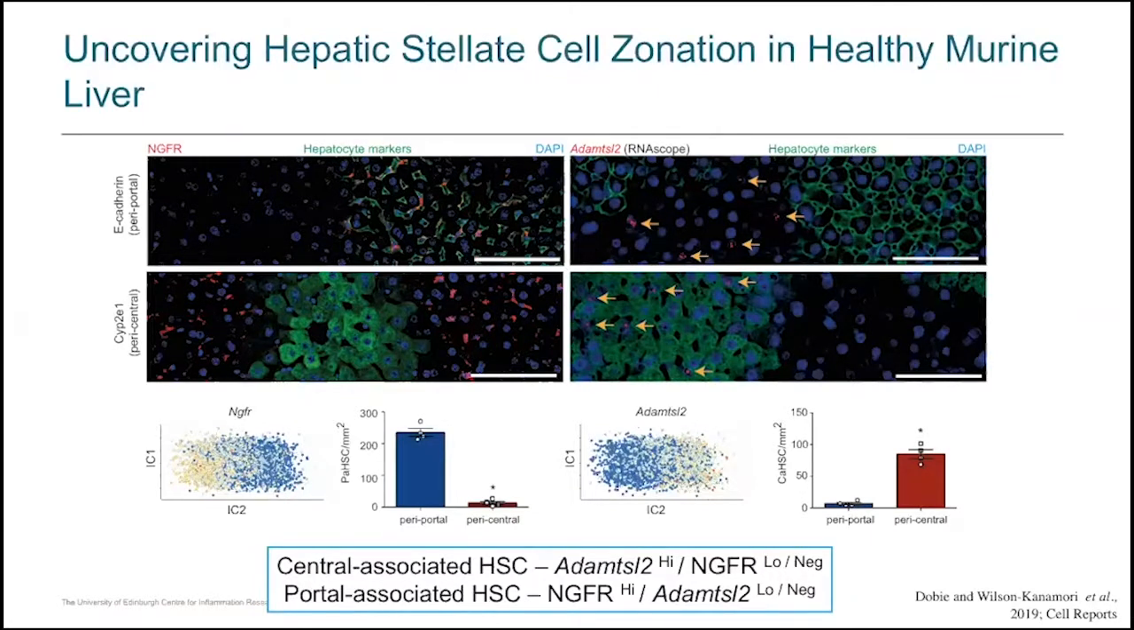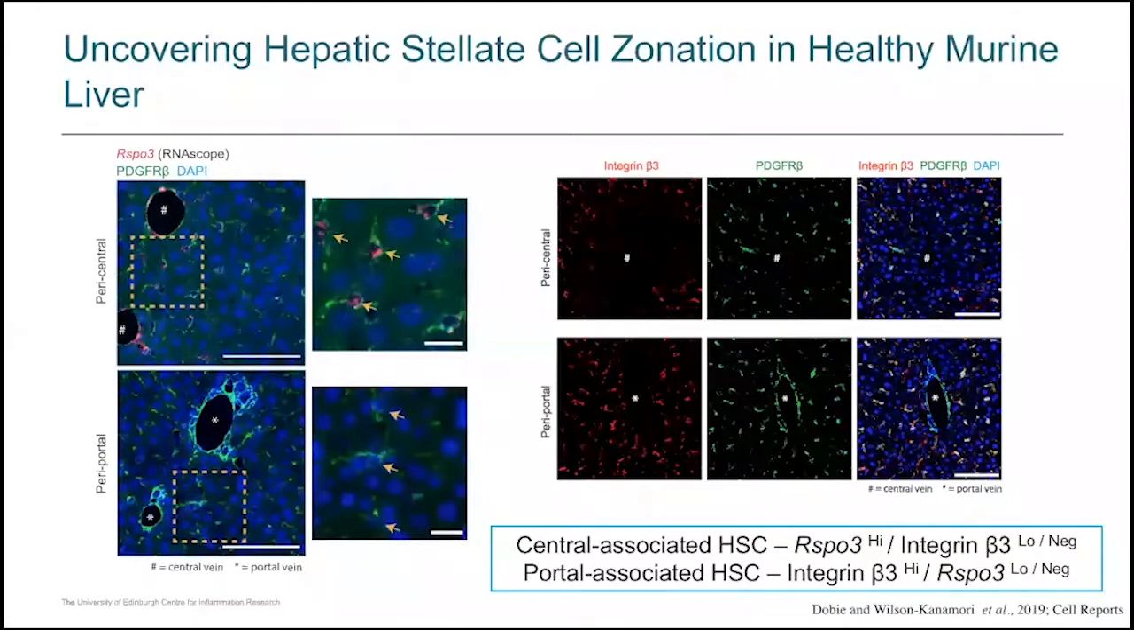NGFR positive stellates were found in the periportal, that is the E-cadherin positive regions, and ADAM-TSL2 positive stellates within the pericentral, that is the CYP2E1 positive regions. This led us to annotate these populations of stellates as central associated hepatic stellate cells and portal associated hepatic stellate cells. We, however, didn't just rely on the topography validation from these two markers, but confirmed this zonation using other markers identified from the ICA analysis.